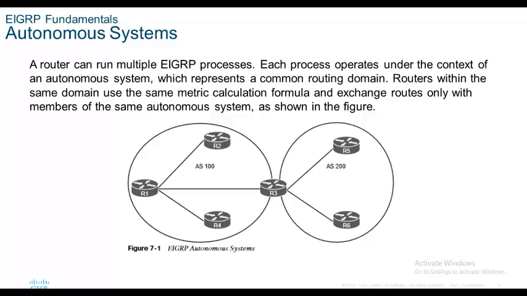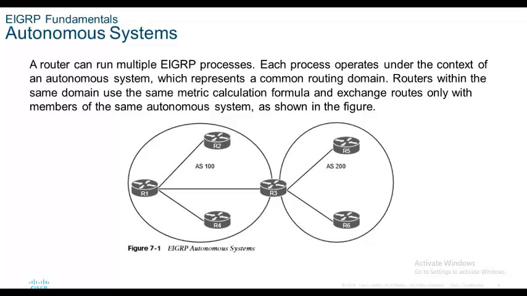From this picture, what do you learn? Router 3 is a part of two EIGRPs. One is EIGRP 100, another one is EIGRP 200. Will R1 ping R6? No. Will R6 ping R5? Yes. Will R6 ping R2? No. Because they belong to two different autonomous systems.